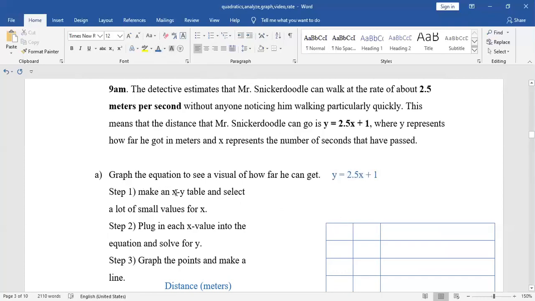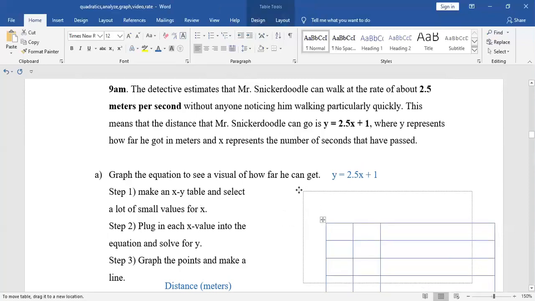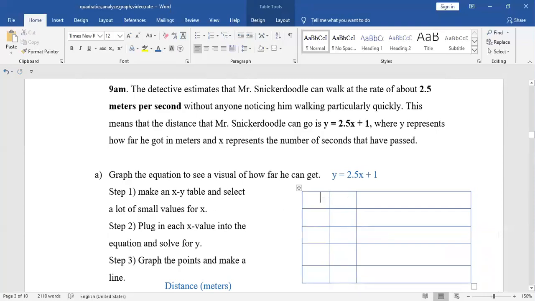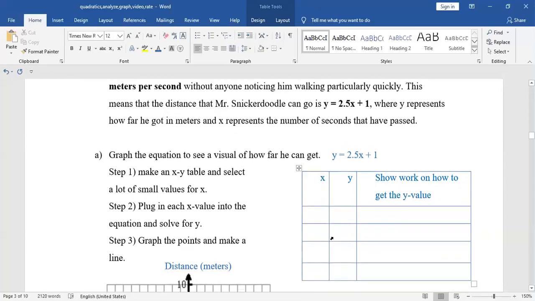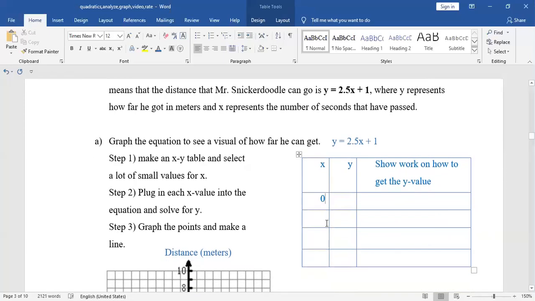Step 1, make an XY table and select a lot of small values for x. So I'm going to go ahead and you can draw an XY table. I'm going to draw one here. And then I'm going to also show work on this side. So show work on how to get the y value. All right, so first it said select a lot of small values for x. So I'm going to just choose a lot of small numbers. So 0 is small and easy to plug in, 1, 2, and 3.